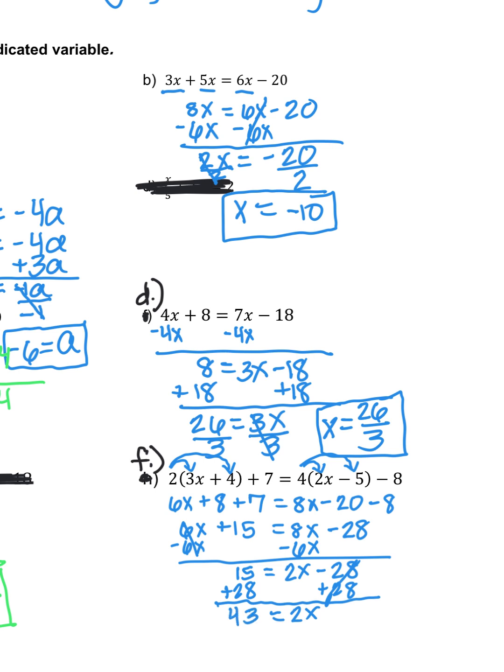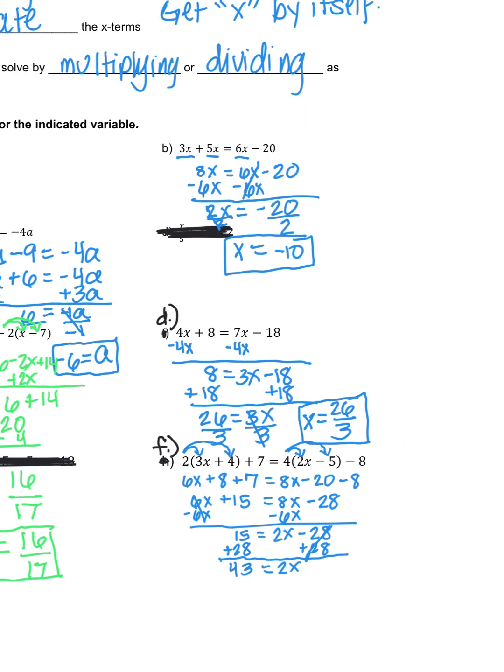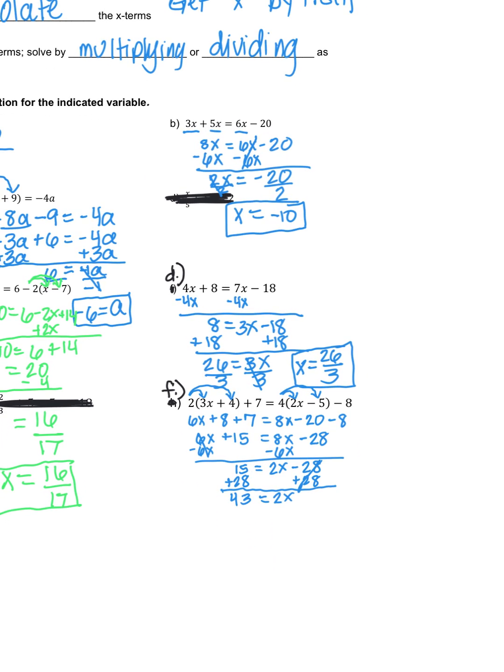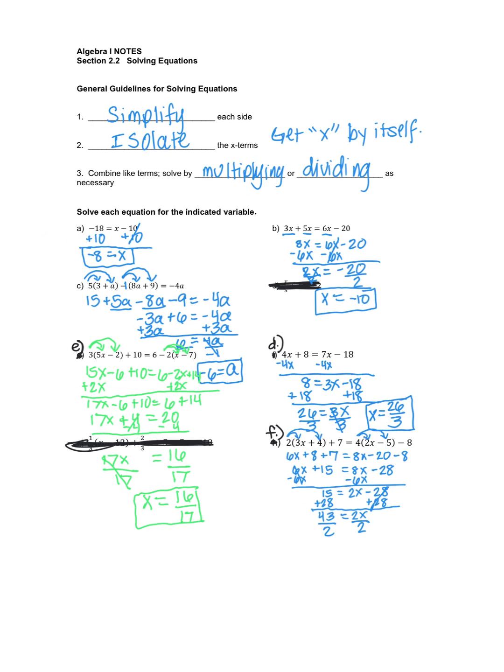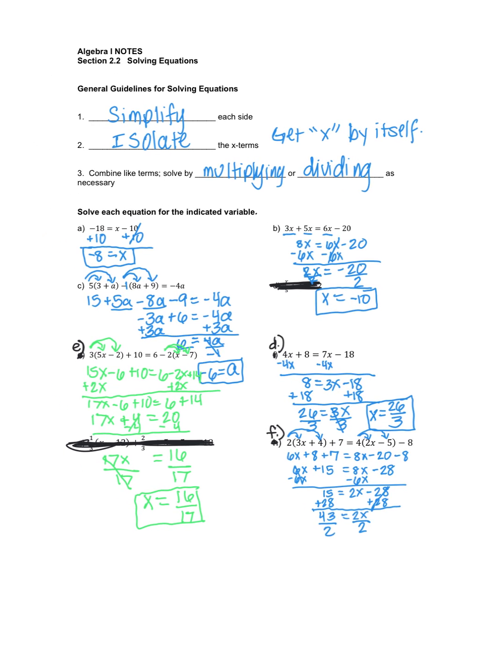Now we have this 2 right here. So 43 equals 2x. So we need to isolate x. Therefore, we need to divide out that 2. Let's divide out that 2. And we are left with x equals 43 over 2. Now it's okay to have a fraction again as long as it is simplified all the way down, and this one is simplified all the way down.